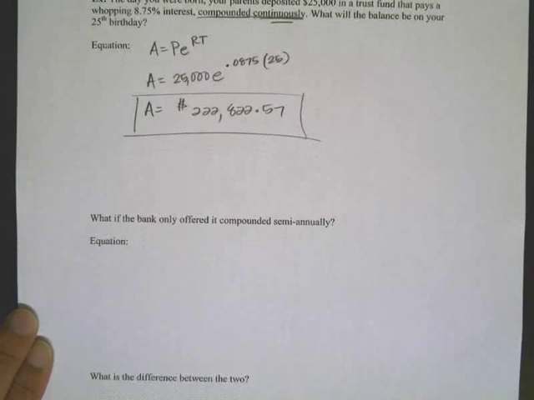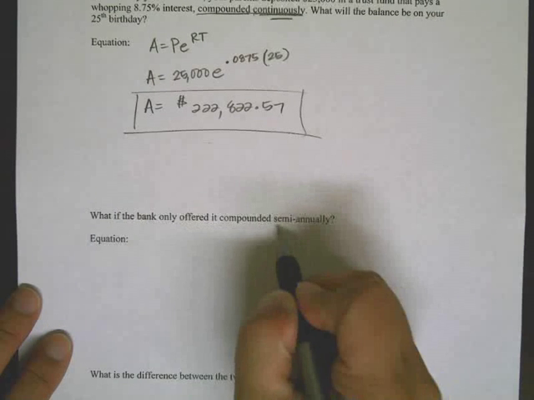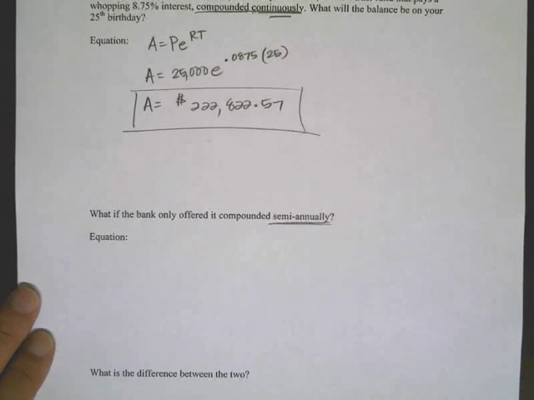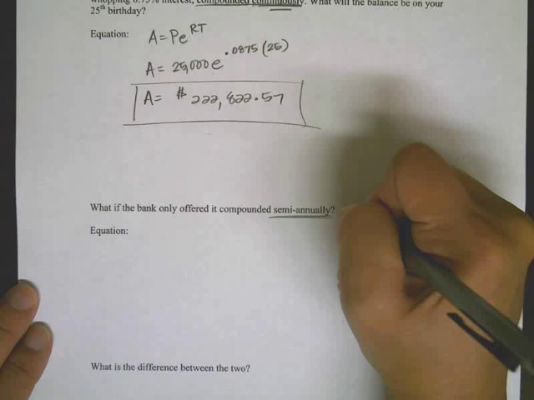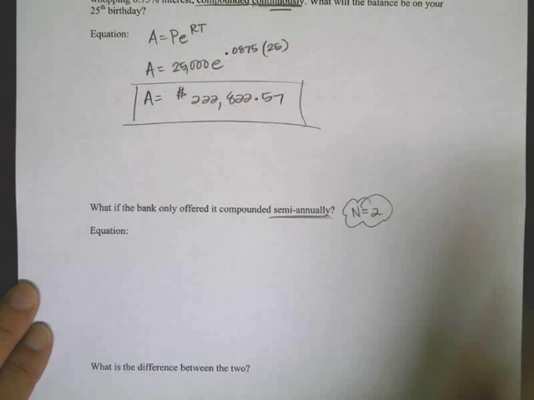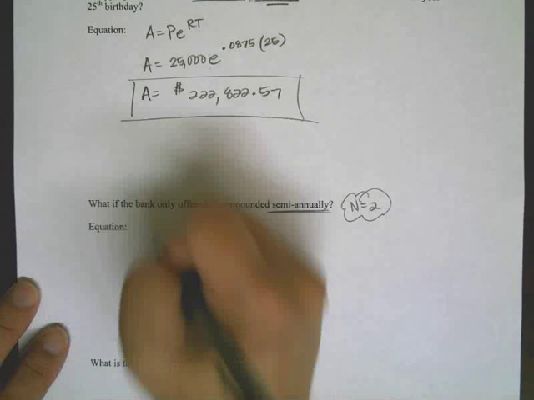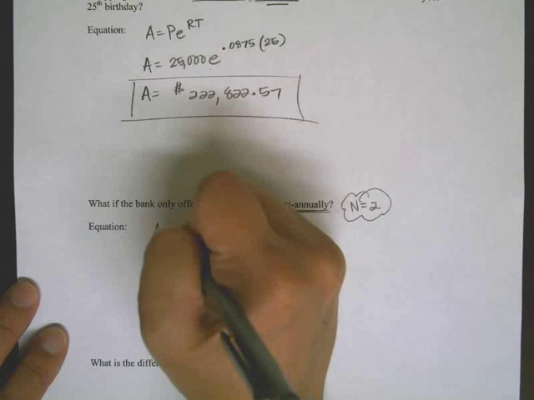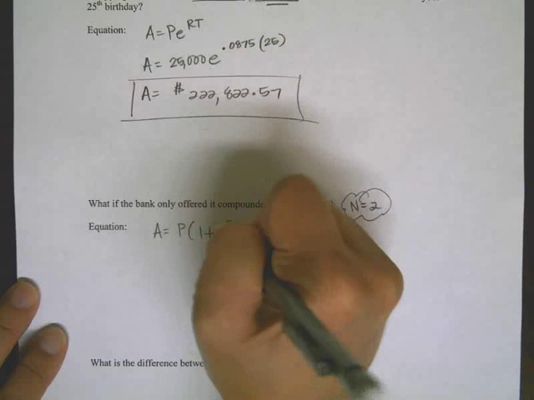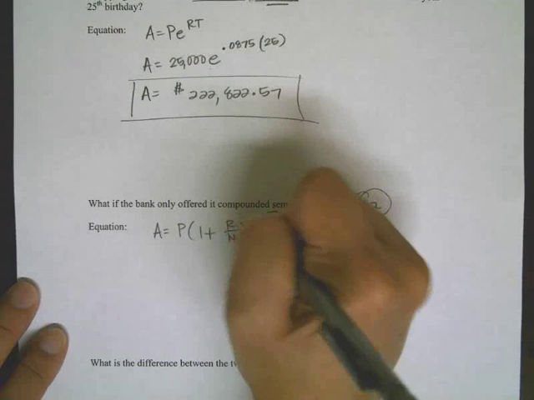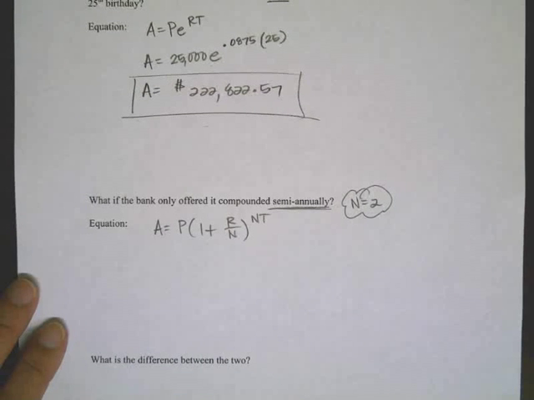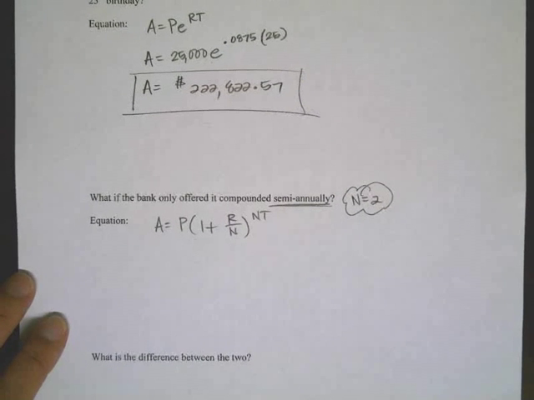So now we're going to see, what if the bank only offered it compounded semi-annually? So semi-annually means that you're compounding interest 2 times a year. So we're going to let our n equal 2, and we're going to use a different equation. So it's the longer equation. So hopefully you've seen this before. n is the number of times you compound interest for that year. So if it was quarterly, it would be 4. If it's monthly, it'll be 12.